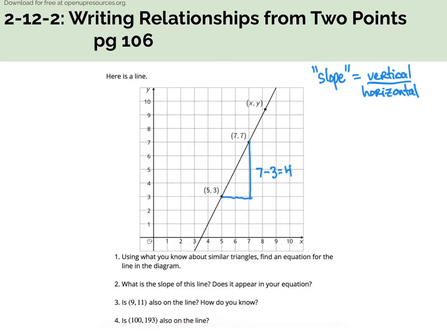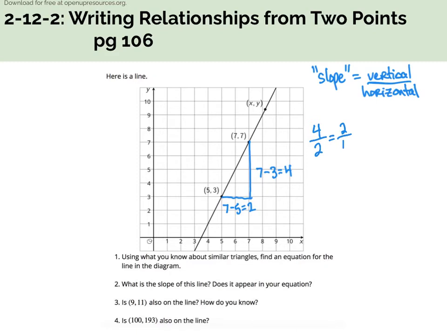And then also, now I need to find my horizontal. We can count it, it's 2. But we can also do it as, if we look at the X values, it's 7 minus 5. Those are the X values or the horizontal. So 7 minus 5, which is 2. So my slope for my blue triangle, or my vertical over my horizontal, is going to be 4 divided by 2, which can reduce down to 2 over 1, or just 2.